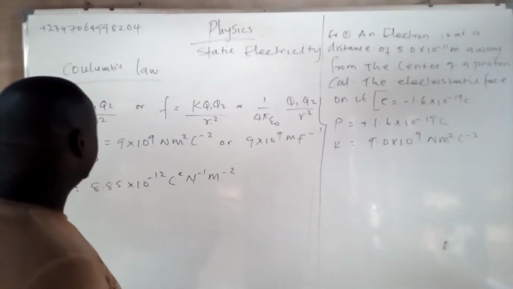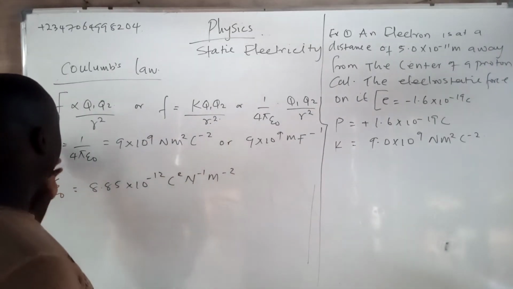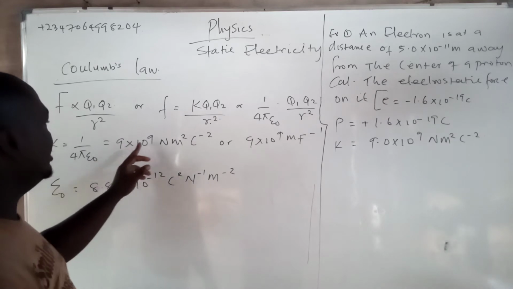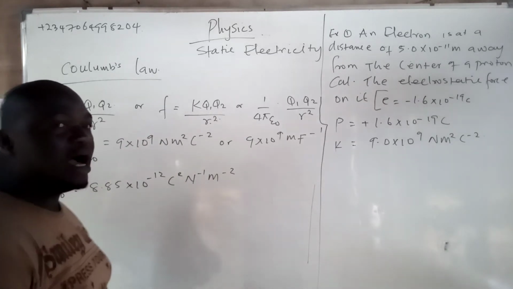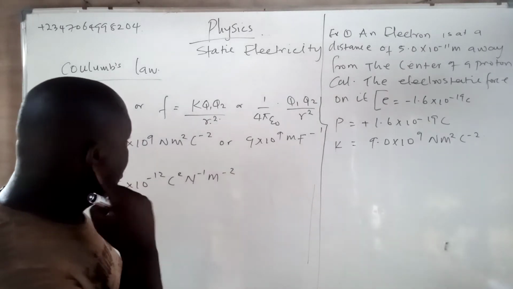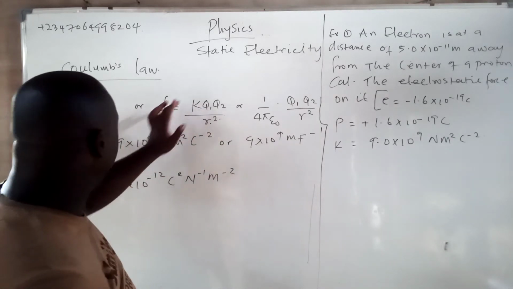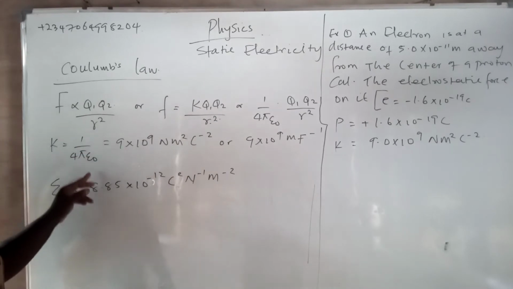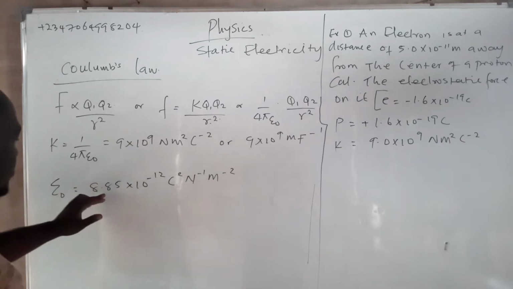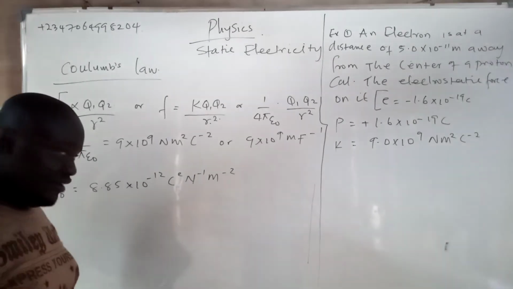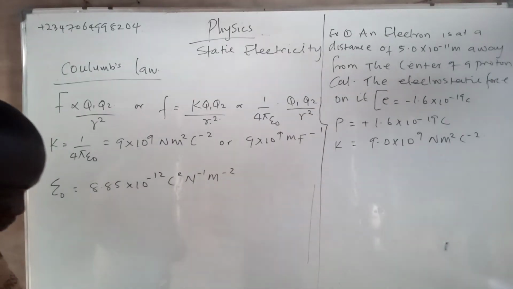And the value of the constant here is 9 times 10 to the power of 9 Newton meter square per Coulomb square. Now, this K represents 1/4 pi epsilon naught. Now, this epsilon naught, some call it the permittivity of free space. This is the value 8.85 times 10 to the power of minus 12.